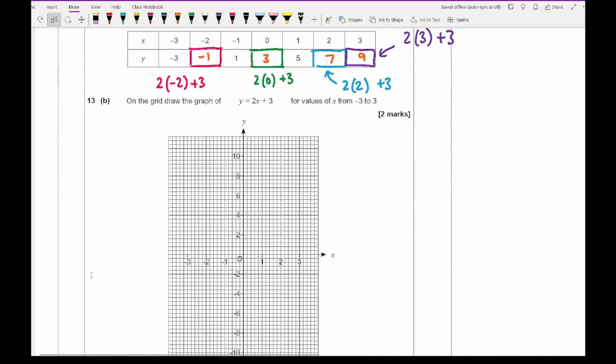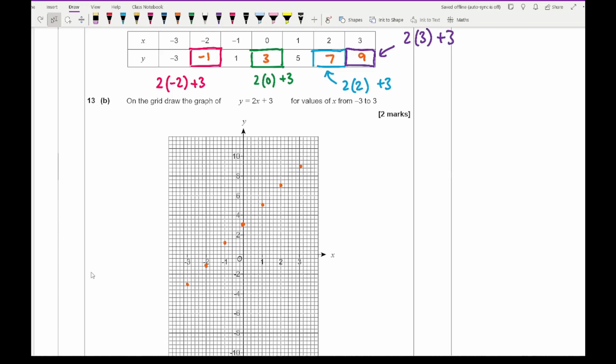Then we just need to plot these coordinates and draw the line. So we've got minus 3, which is here. Then at minus 2, it's minus 1, which is there. At 0, it's 3. At 1, it's 5. At 2, it's 7. And at 3, it's 9.